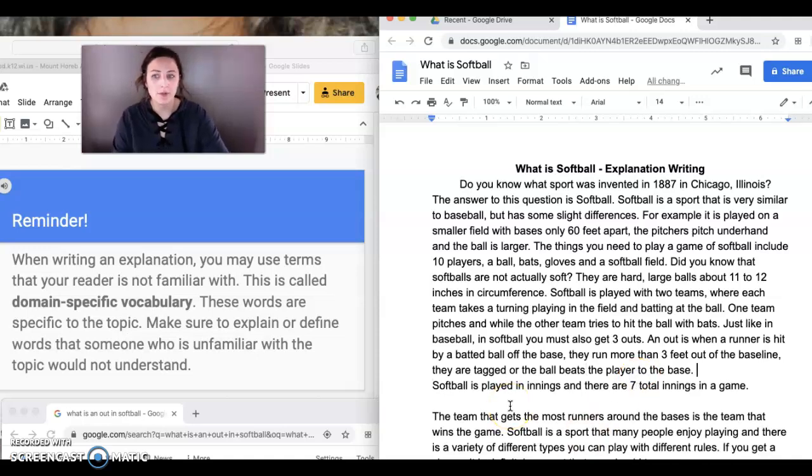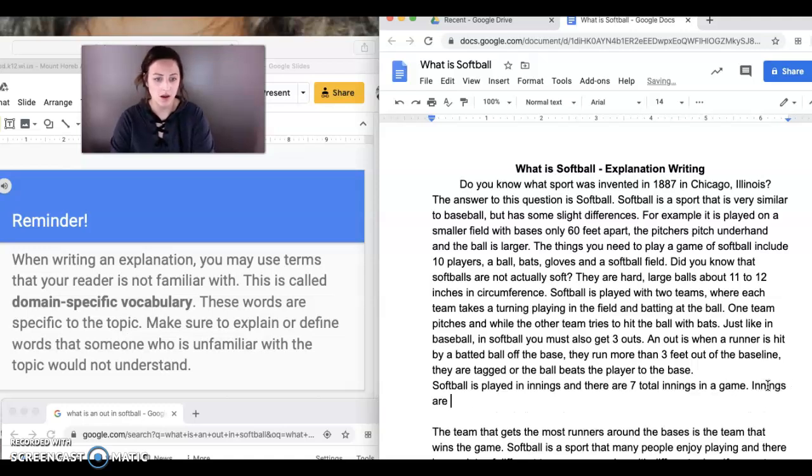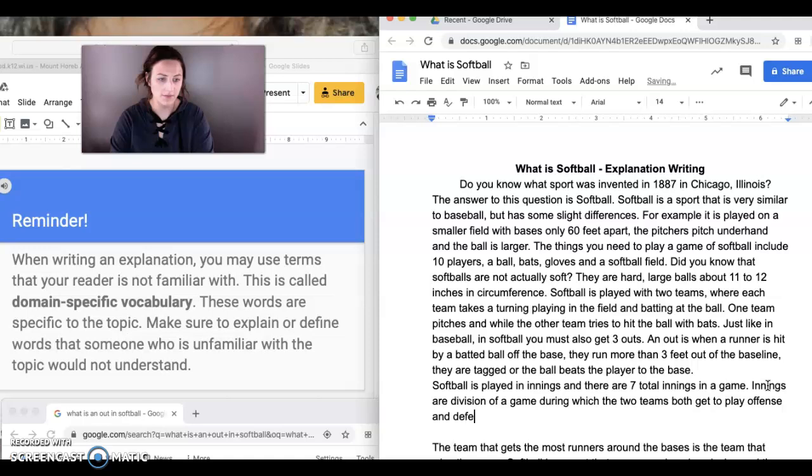Now, for my next example, I'm going to explain what an inning is. Some people might not know what an inning is. So again, this is domain-specific vocabulary. Big word, very simple though. I need to explain what an inning is. So, innings are divisions of a game during which the 2 teams both get to play offense and defense where they are allowed 3 outs while batting.